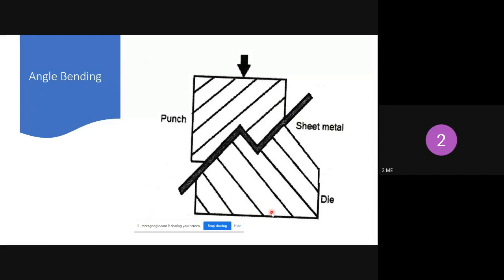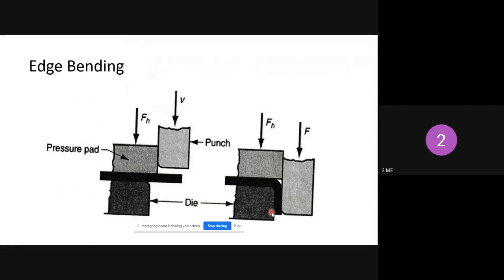So next one is angle bending. Remaining portion we'll discuss in the next class. Edge bending is already over. Remaining portion we'll discuss in the next class.